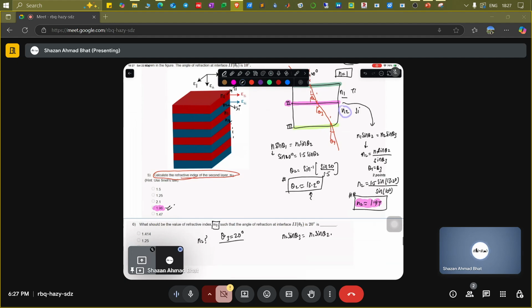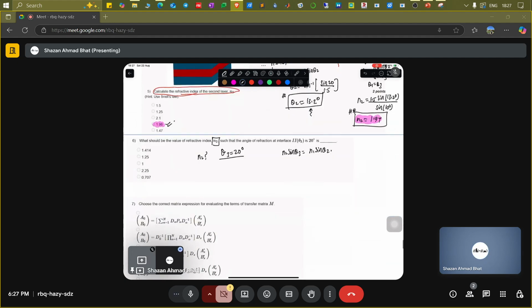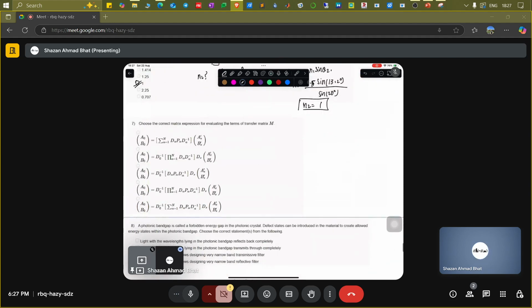And n2 sine theta 3 is equivalent to n1 sine theta 2. That means we can write n2 to be equivalent to 1.5 sine of 13.2 degrees divided by sine of 20 degrees. That means n2 should be around, I think you get 1. So n2 will be equivalent to 1. That's it. Now choose the correct matrix expression for evaluating terms of transfer matrix.